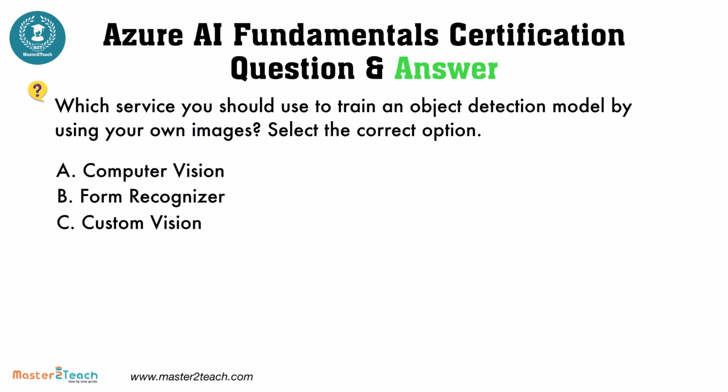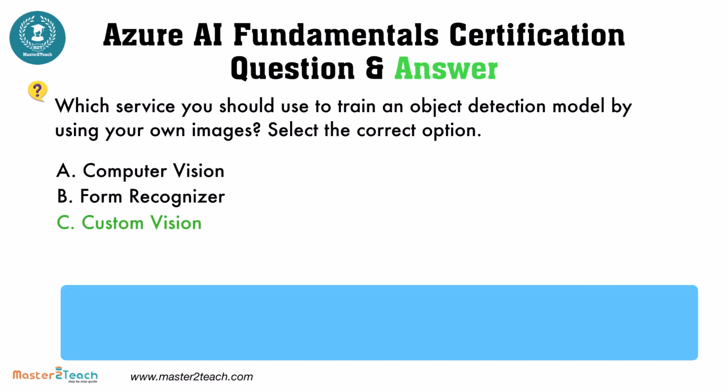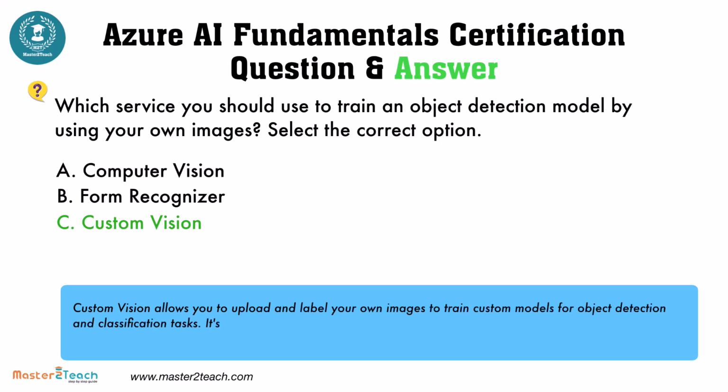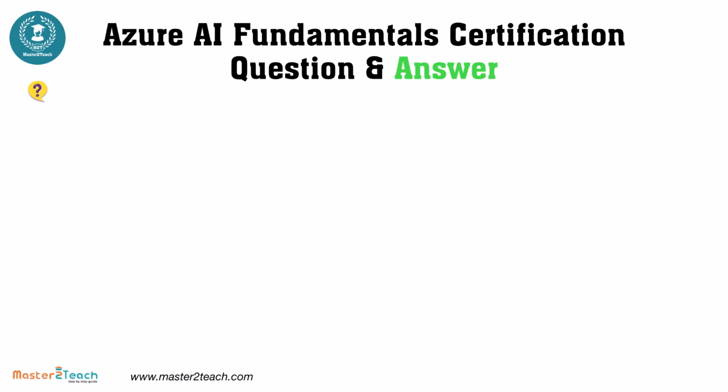The correct answer is custom vision. Custom vision allows you to upload and label your own images to train custom models for object detection and classification tasks. It's part of Azure's cognitive services and is specifically designed for custom image-related AI models.